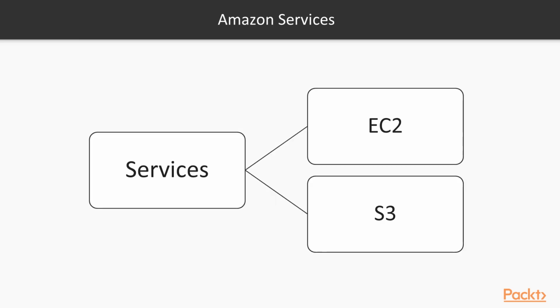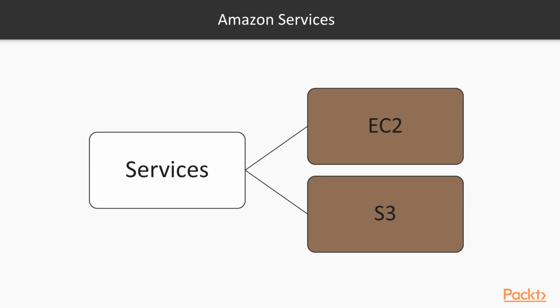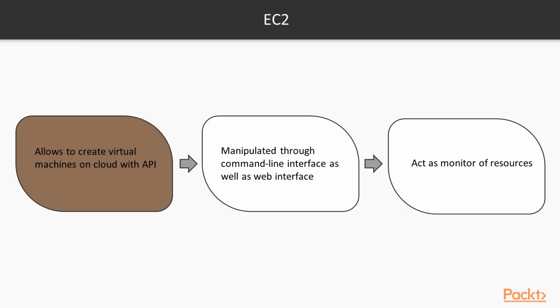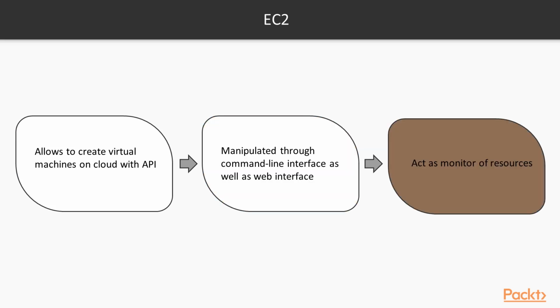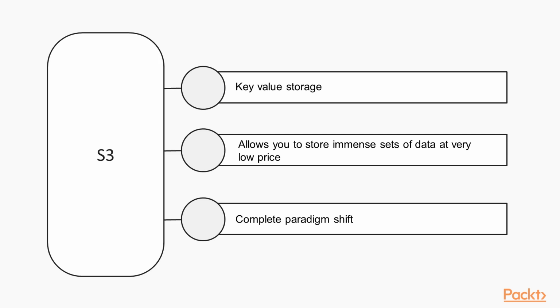There are two services, EC2 and S3. EC2 allows you to create virtual machines on the cloud with an API that was manipulated through a command line interface, as well as a web interface that would act as a monitor of your resources. S3 was a key value storage that allowed you to store immense sets of data at a very low price, manipulated through the command line interface as well. It really was a revolution. It was a complete paradigm shift. Now you could ask for more resources as you need.